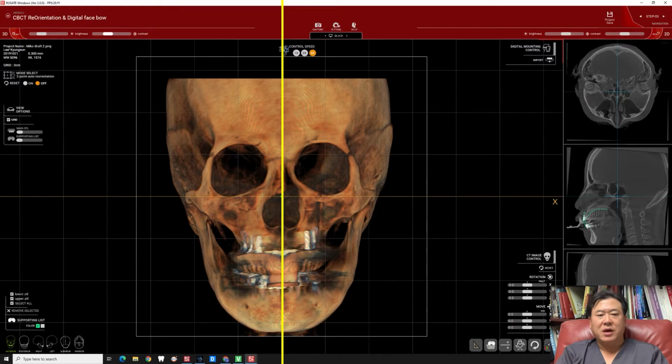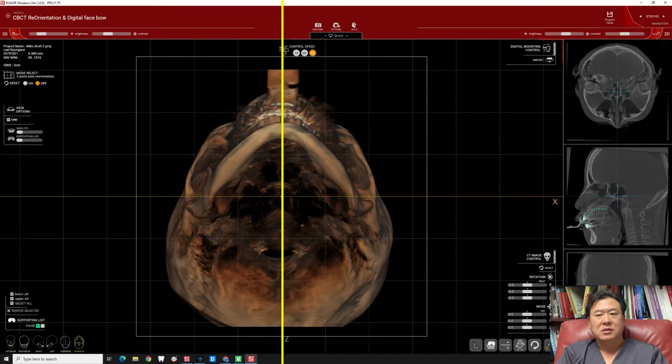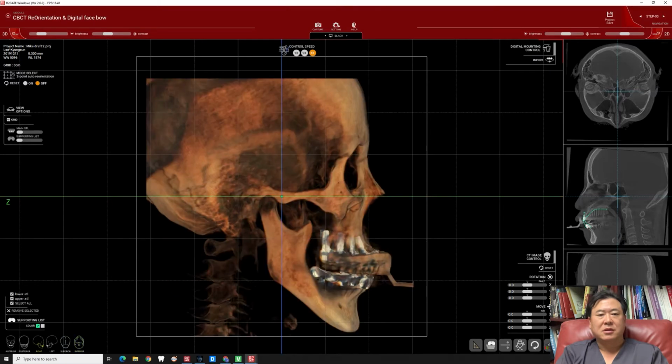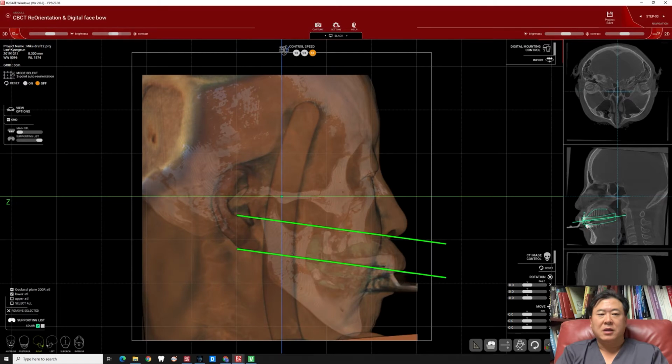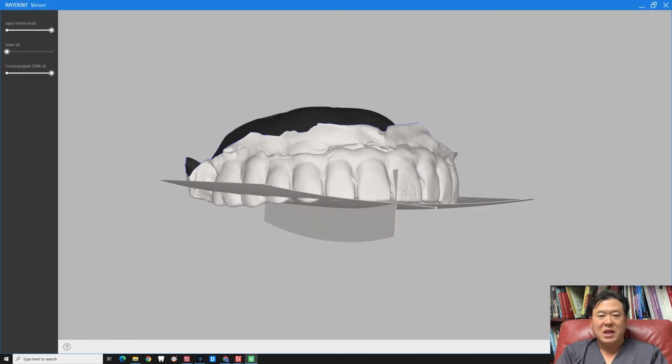First, I try to find the mid-sagittal plane like this, and the horizontal plane. I find the Camper's plane and position the occlusal table in the mid-sagittal and Camper's plane. It looks like this, and now I can find out what went wrong 20 years ago.